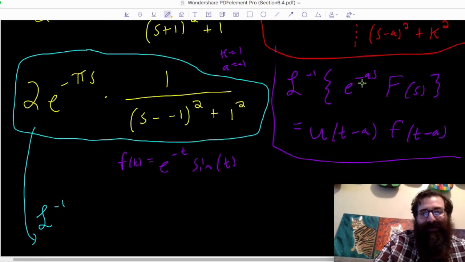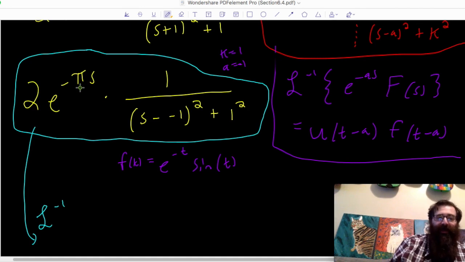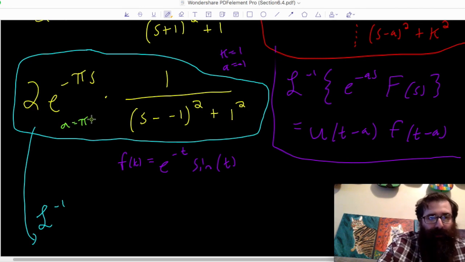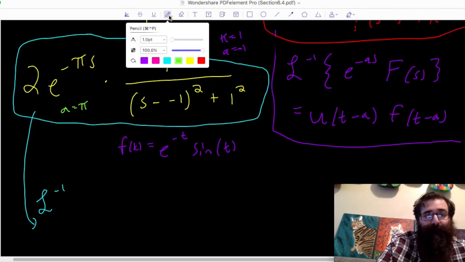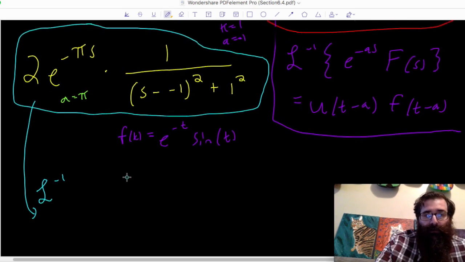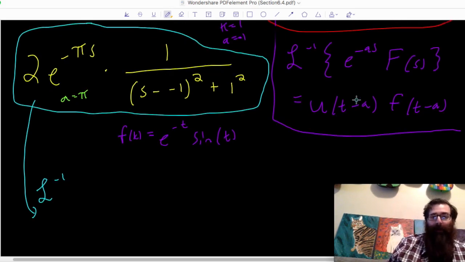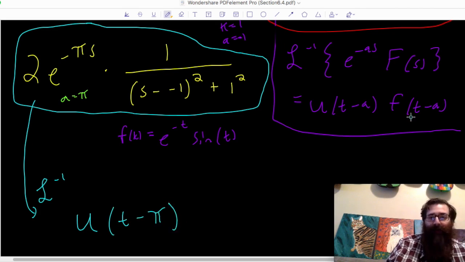I want to think of this as e to the minus as times capital F of s. Here's my e to the minus as. So we would say, well, what is a? A is pi. Getting the building blocks right now. So okay then, what do I want? I want my unit step function of t minus a, so that's t minus pi, times my function little f, not of t, but of t minus a, and again thinking about a as pi.